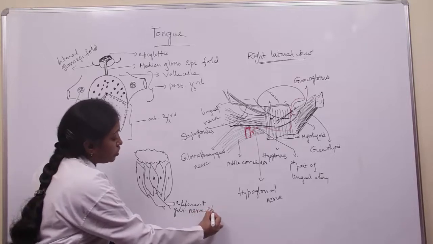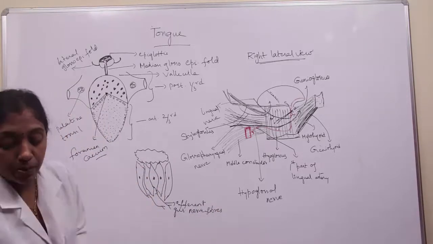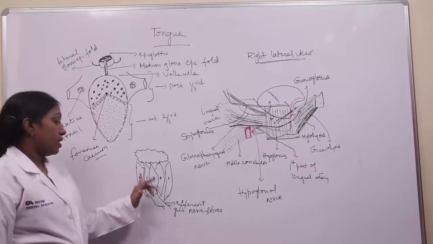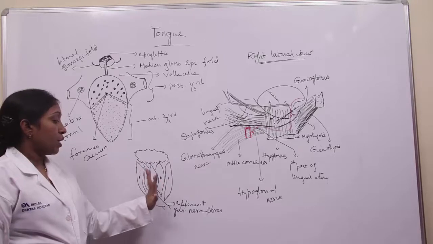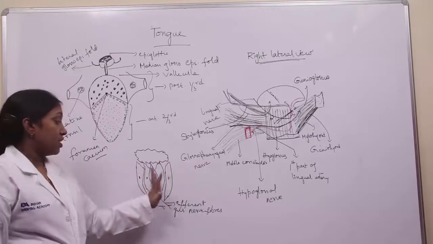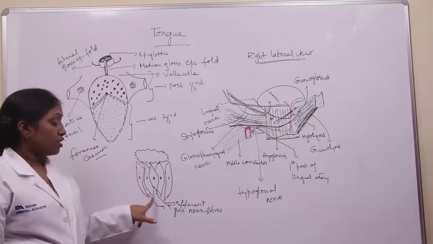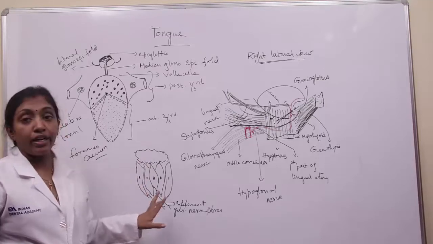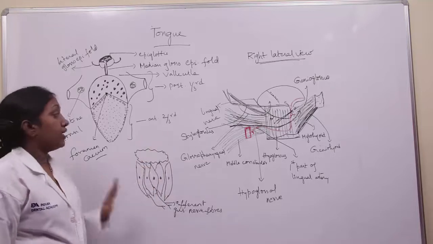So the shape of the taste bud is a spherical mass. The center cell is the gustatory cell, and they are surrounded by the supporting cells as well as the sheath cells, and they open into a pore called gustatory pore. And at the base of the cells, there are gustatory nerve fibers. So that is the structure of taste bud.